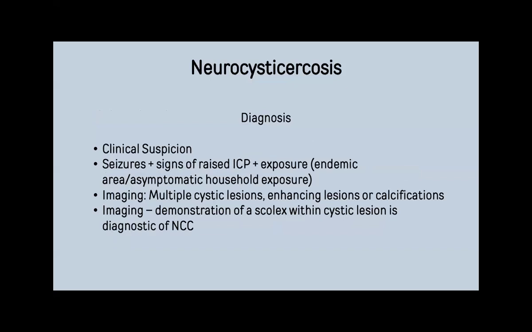In diagnosing neurocysticercosis, it's done on clinical suspicion. Patients present with seizures or signs of raised intracranial pressure, and have been exposed in endemic areas, or there's a known family member that's asymptomatic. Imaging would show multiple cystic lesions, enhancing lesions, or calcifications. Particularly on CT scans, a scolex within a cystic lesion is diagnostic of neurocysticercosis.